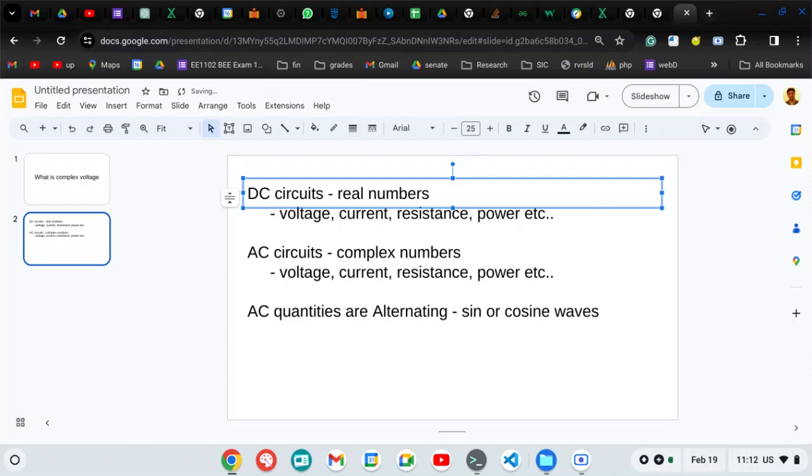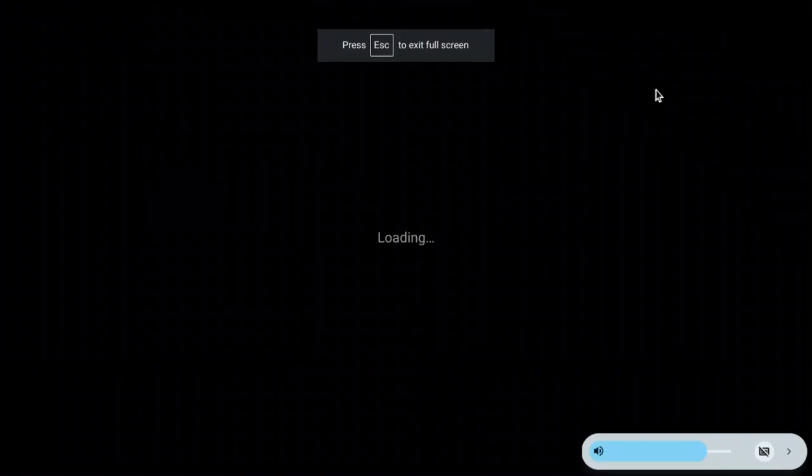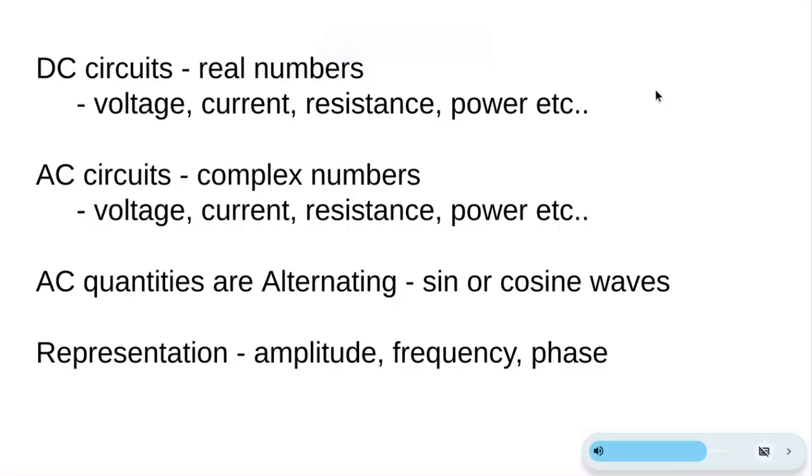Okay, so how do you represent a sine or cosine wave? Representation. So we require three things, right? One is amplitude, then frequency, then phase. So to uniquely represent any sine wave with respect to other sine waves, how do you uniquely represent a person? Maybe you have his mobile number, the unique number. So to represent an AC quantity, we need these three things.